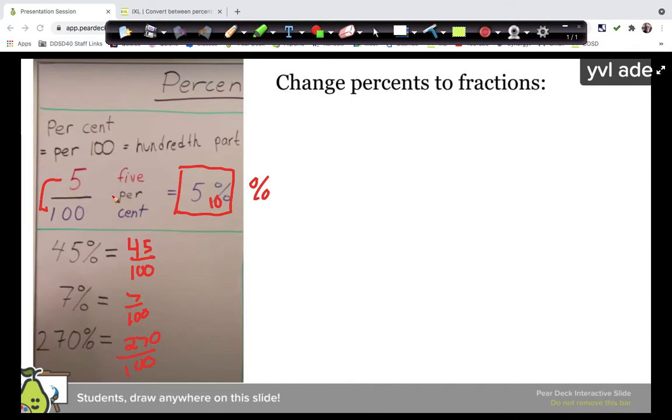And then we can change those to decimals. It doesn't ask us to in this particular card, but we could do 0.45 or 0.07. It'd be important to put that 0 there to get the place value in the right place. And then this one would be 2.70 or just 2.7.